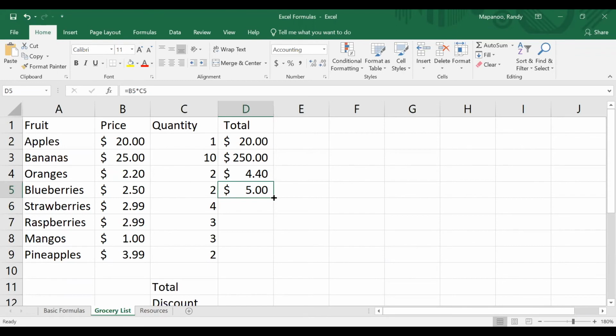Now, once I have it here, I can click and drag this down to the pineapples. And when I let go, it will copy that formula, or copy the pattern of that formula, all the way down to the pineapples.